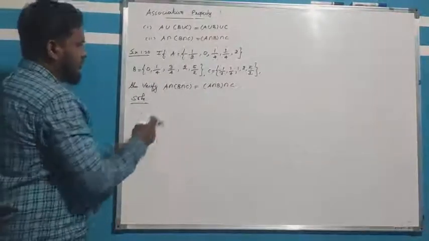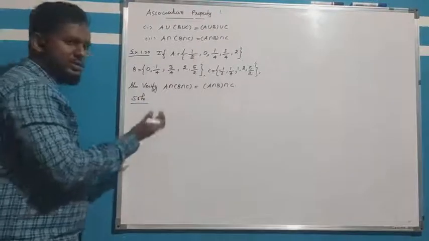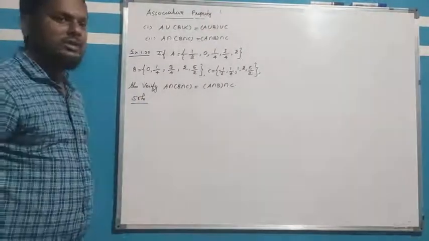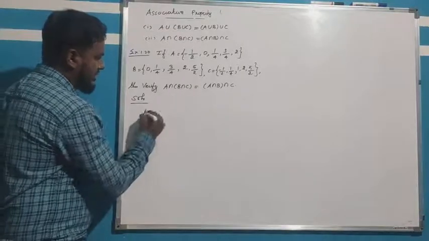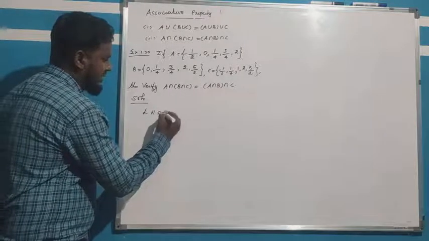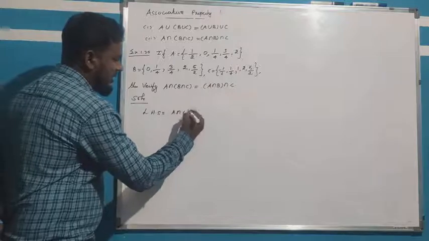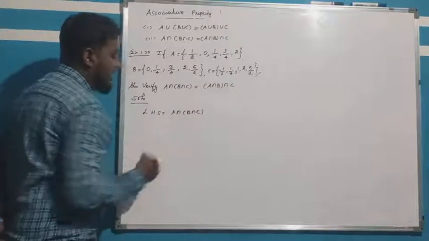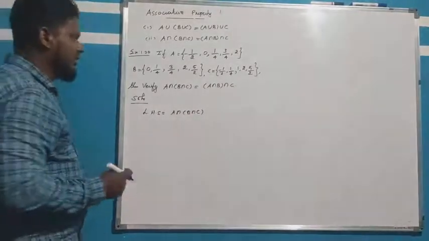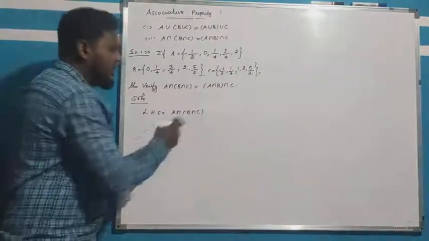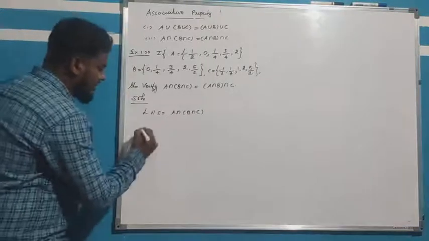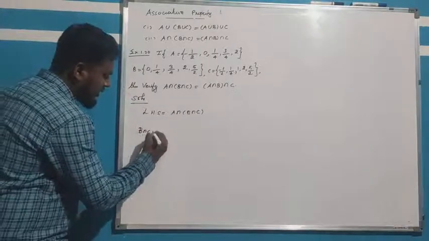So what is set A, what is set B, what is set C? You can consider the given sets. What do you have to find? First, the LHS: A intersection (B intersection C). First you have to find inside the bracket: B intersection C.